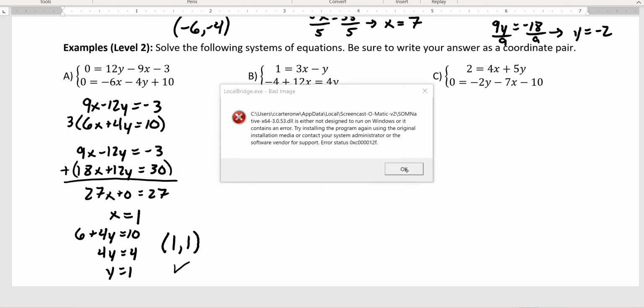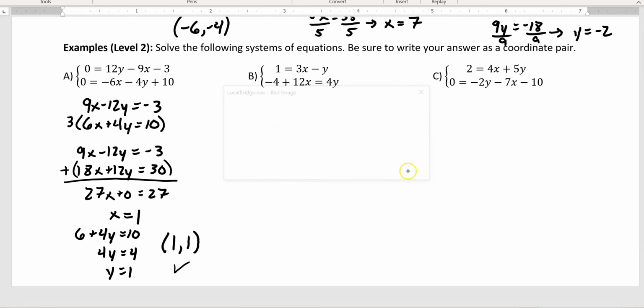All right. Oh, it's reappeared. Hit it just a bunch of times and it'll go away.